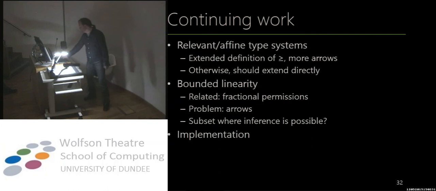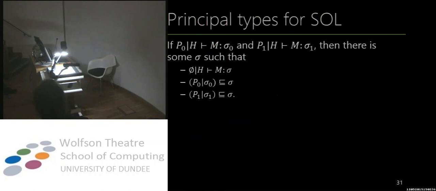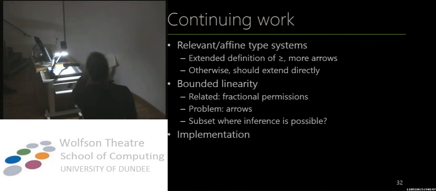Well, I'll tell you about this. Here's the principality result. It says if we have two typings of the same expression, then there's some additional type sigma that's more general than both of them. And now, I'll tell you a little bit about where I think this goes from here.